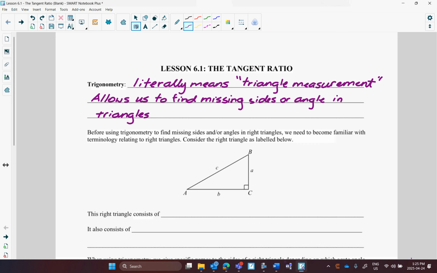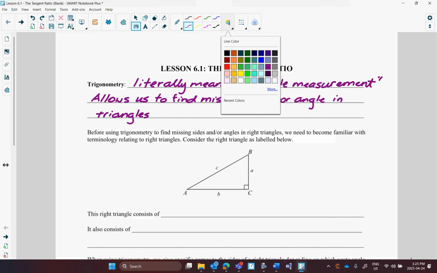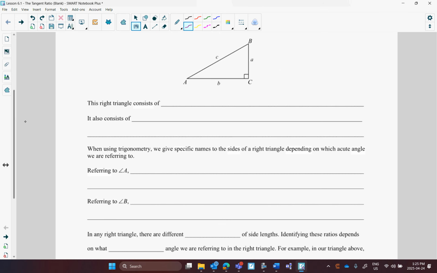So to understand how to use trigonometry, once we get past learning some new words, trigonometry is just equation solving, because you're finding missing angles and missing sides. But we're going to come up with a couple of new names for sides in a right triangle. So you can see here, let's look at this right triangle. It consists of three sides: little a, little b, and little c.